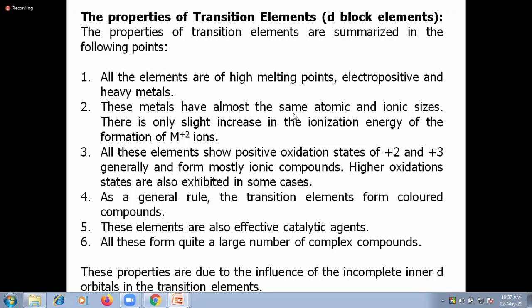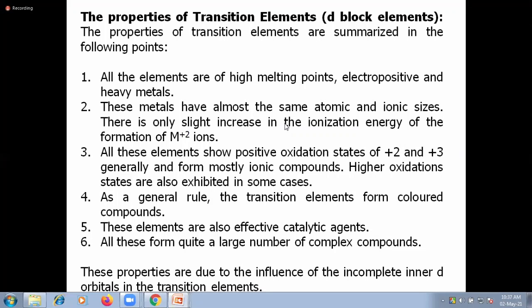Why do these metals have almost the same atomic size? Because you know that every metal has a different number of electrons, right? So the size should be different to each other, either increasing or decreasing, right? But they have almost the same atomic or ionic size. Do you recall anything about this one? Sir, because the shielding effect of d orbital is lower.